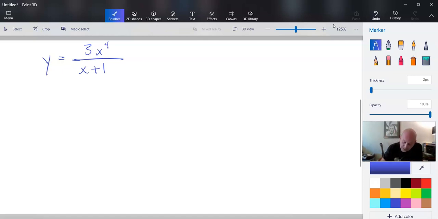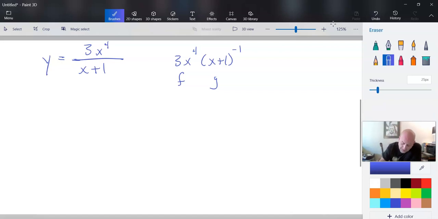Now, I do want to point out, you could always rewrite a quotient as a product, right? I could rewrite this as x plus 1 to the negative 1, right? And if I did that, and so this would be f, this would be g, I could go through and use that product rule and have no problems. I'll come up with the correct answer. But we have a quotient rule.